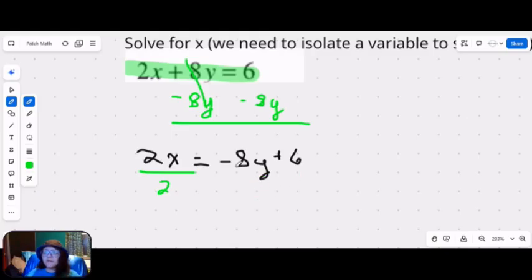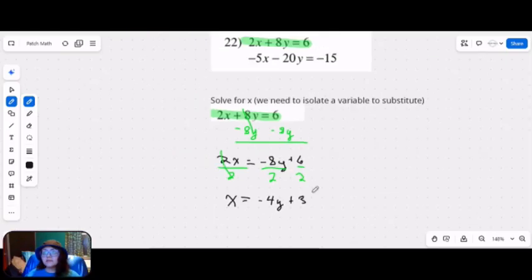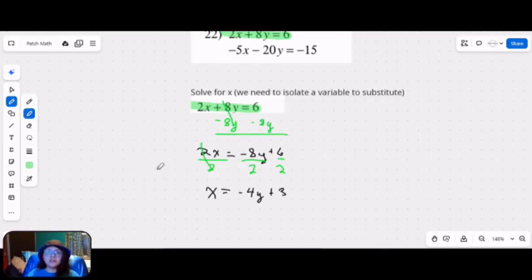It's important to know that everything is divided by 2. Some people will take this and put it over 2 like this. To form a distribution, you'd be distributing 1/2. However, I prefer to go ahead and show that distribution by every single thing being divided by that 2. We do this because of the identity property: 2 divided by 2 is 1. 1 times x is x. And there we go. x is equal to negative 4y plus 3. That was a lot of work to isolate a single variable, but we have no fractions because we strategized.